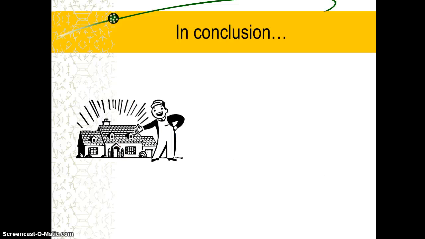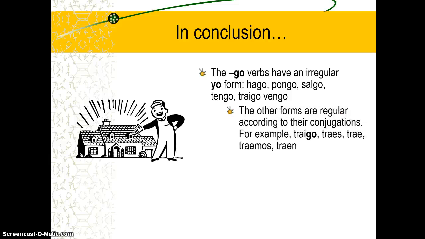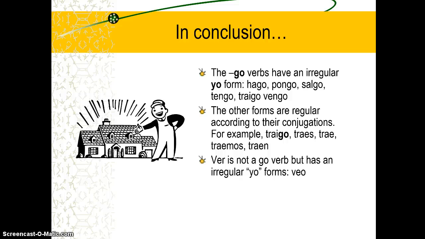All right, let's look back at what we went over. Go verbs have an irregular yo form. Hago, pongo, salgo, tengo, traigo, vengo. Other forms are regular according to their conjugations. For example, traigo is traes, trae, traemos, traen. Ver is not a go verb, but has an irregular yo form. Veo.